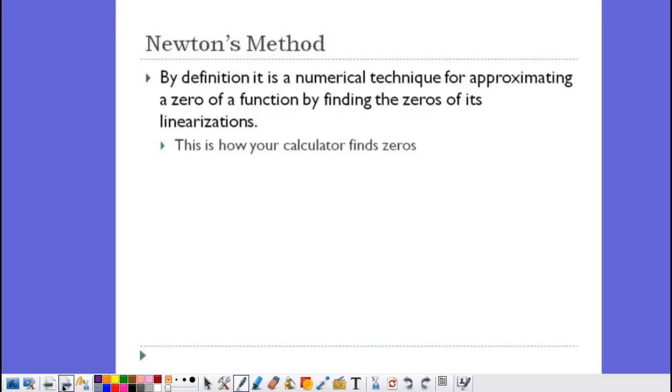Okay. Newton's method, by definition, is a numerical technique for approximating a zero of a function by finding the zeros of its linearizations. Our calculators use Newton's method when you hit second trace and you go to the zero feature. So this is your definition for Newton's method, guys. It's not written at the top of your page. So where it says Newton's method, semicolon, you would write a numerical technique for approximating a zero of a function by finding the zeros of its linearizations.